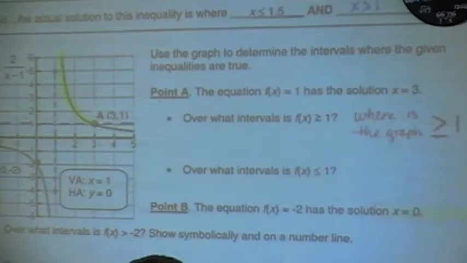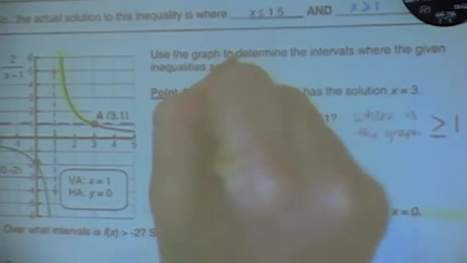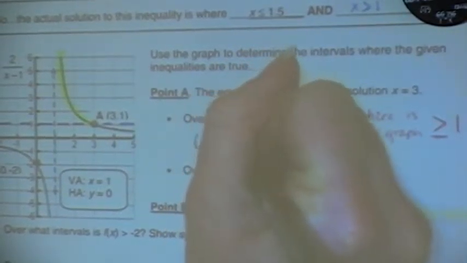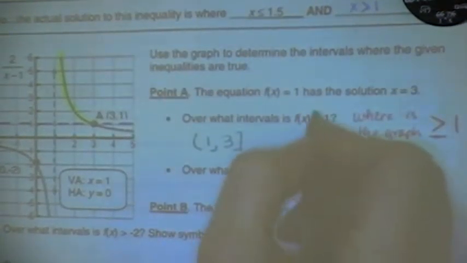Now does 1 get to be included? No, because it's the asymptote, so it's going to be parentheses 1, comma, 3, closed bracket, because it's actually a solid dot and because this has a line underneath.